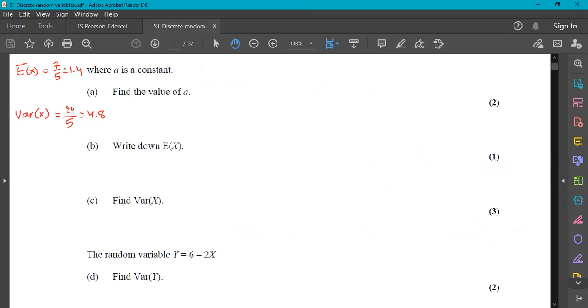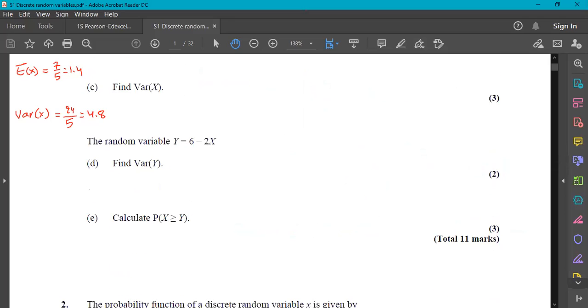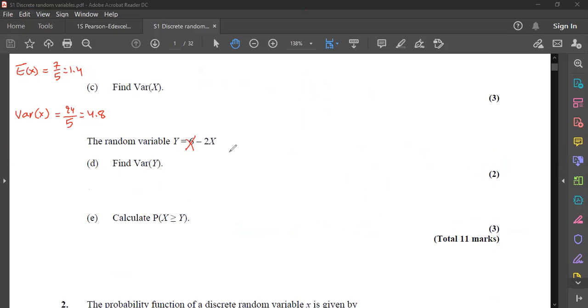Let's go downwards. Now the random variable y, find the new variance. The new variance, of course, as you can see, the plus 6 will not be affecting it. It's not negative. The negative is for the negative 2x. That's the gradient. That's the y-intercept.